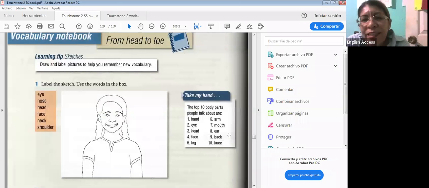Well, this is very easy. It says label the sketch, use the words in the box. Over there in your books, that's what you're going to do. Only label the parts of the body. With your pencil or your pen, you can just draw lines. For example, it says eye, a line to the eye, nose, a line to your nose, and like that. Just do it, just draw lines.